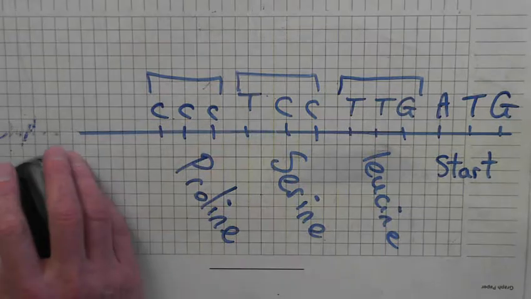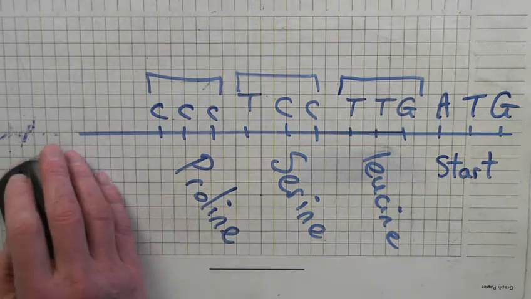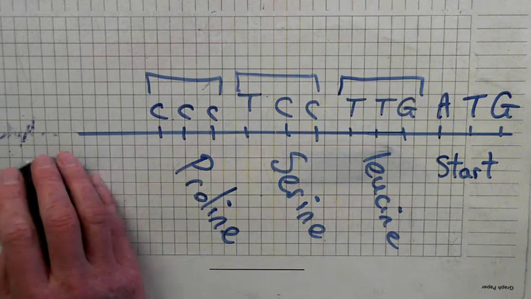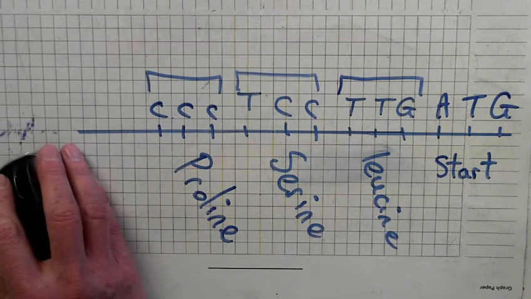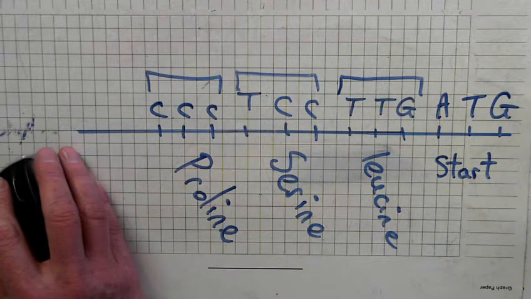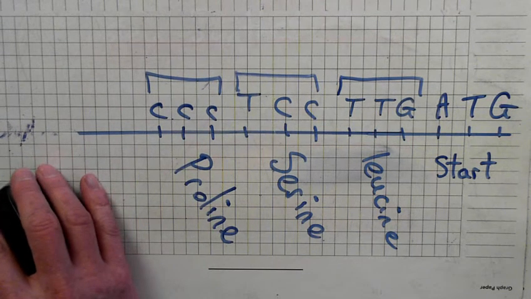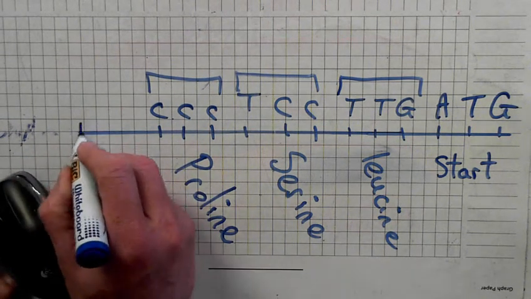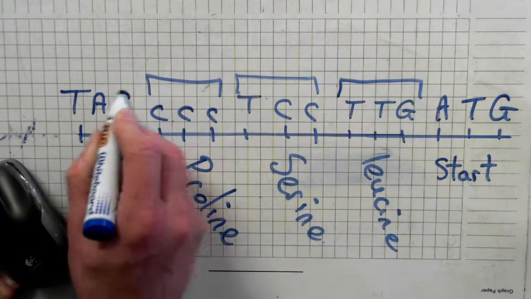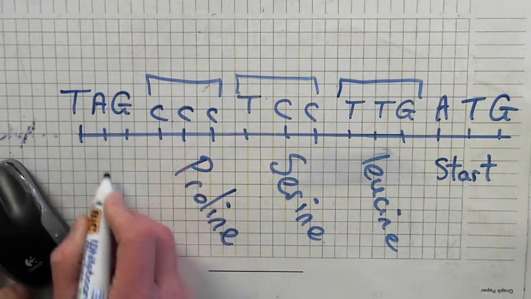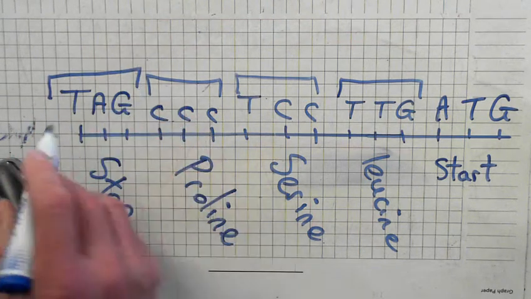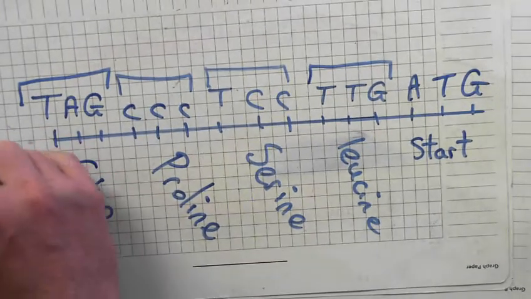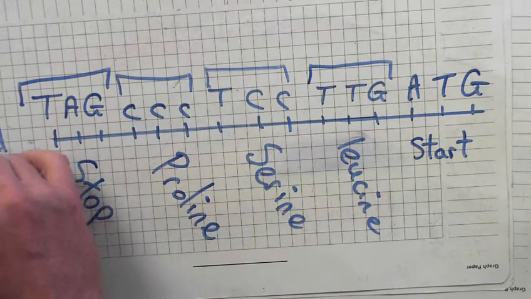To stop the production at that point, we have to find a stop codon. So where's our stop codon? Alright, TAG. That's our stop codon. Stop making the protein. Remember, this is our DNA sequence.